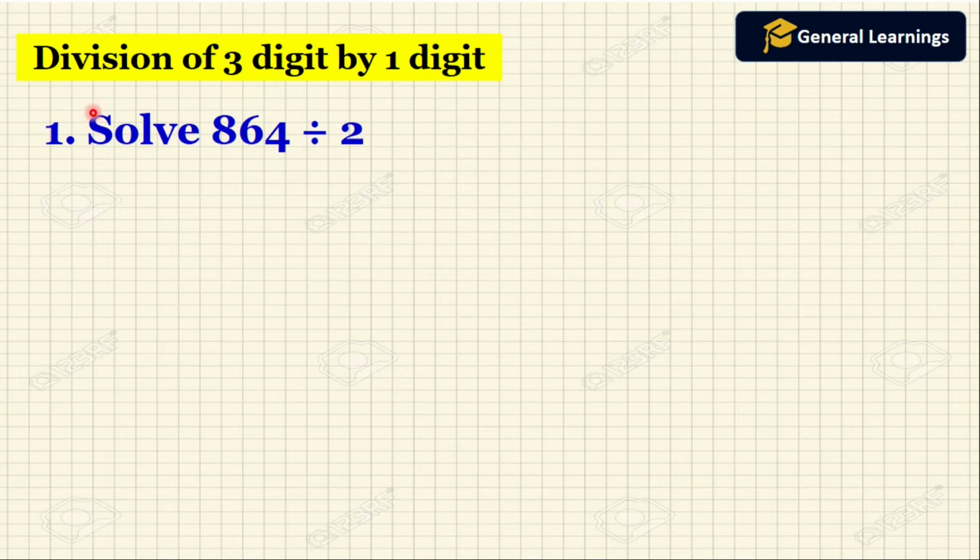Here they have given one problem. Solve 864 divided by 2. So here 864 is a 3-digit number and 2 is a 1-digit number. So we are going to divide this 3-digit number by a 1-digit number. In order to solve this problem, first we need to write the division problem like this. Here 864 is the dividend whereas 2 is the divisor.